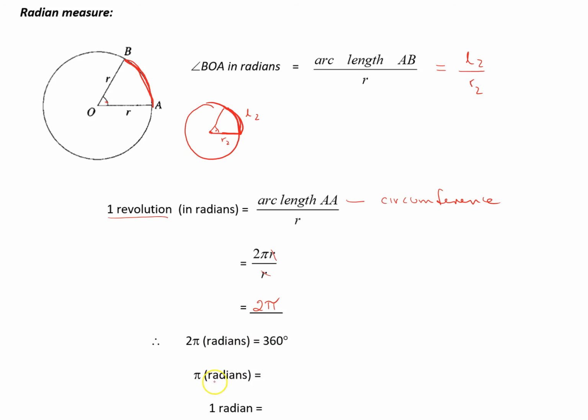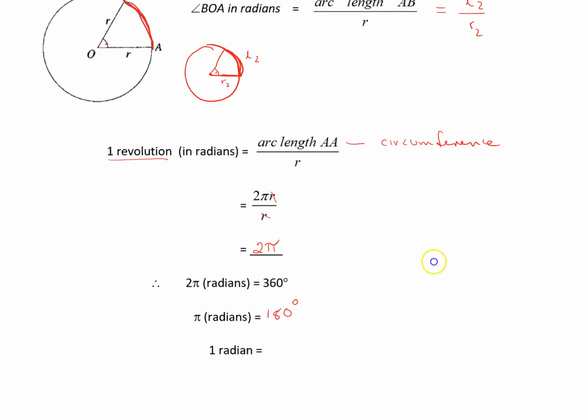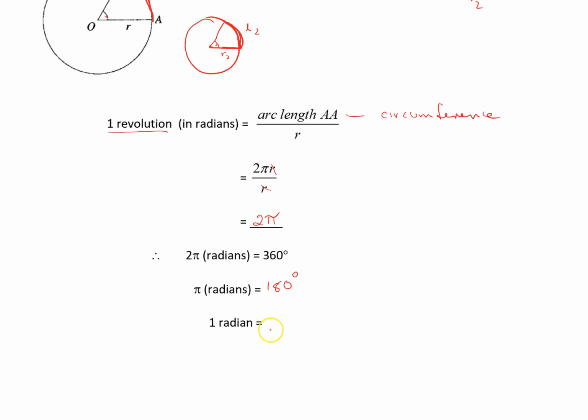Halving both sides, we have pi radians is 180 degrees, and we will want to be able to get an expression for 1 radian. So we divide this by pi to get it down to 1, and we divide this side by pi too, because what we do to one side we also do to the other. So we end up with 1 radian is 180 degrees divided by pi.